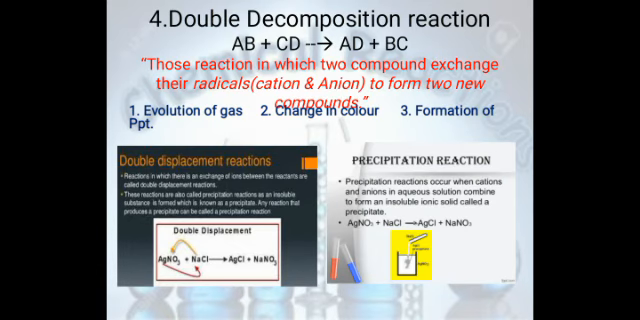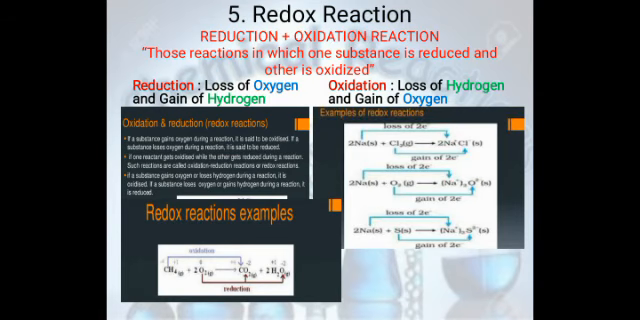Okay, a precipitate reaction occurs when cation and anion in aqueous solution combine to form an insoluble solid. When positive and negative charges combine, they form a kind of insoluble ionic solid, which is the precipitate. So a precipitate has a different appearance. Next and last is the redox reaction. It is very important, the most important.